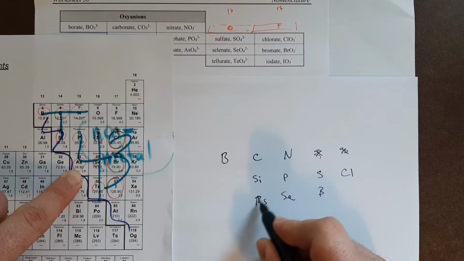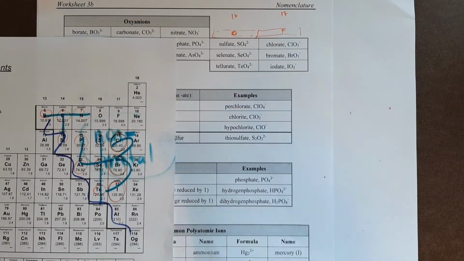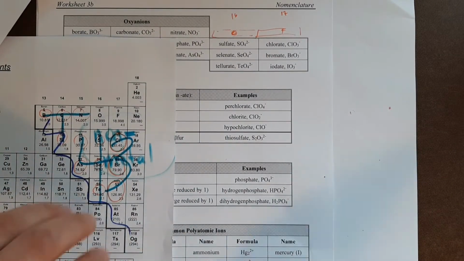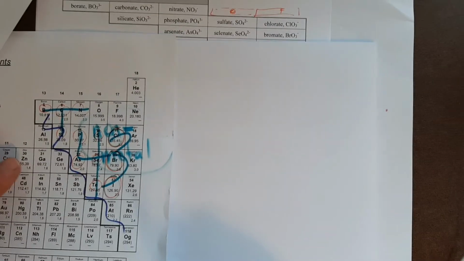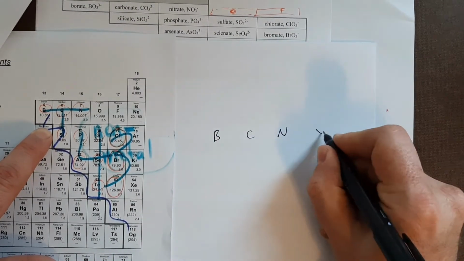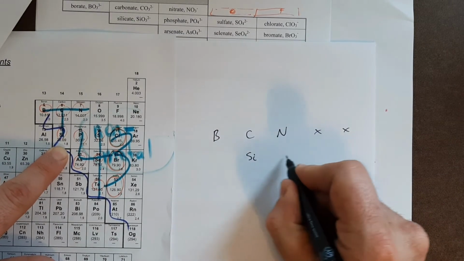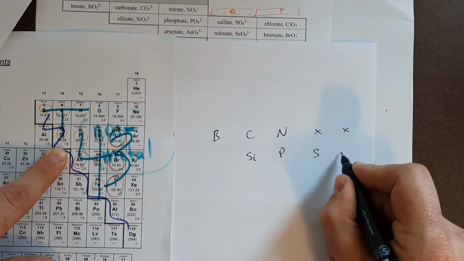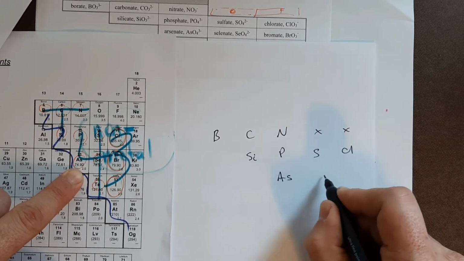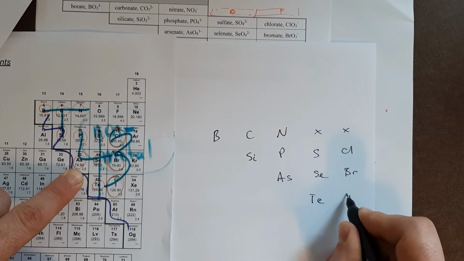Oops, I got off. I'm going to start this over. Boron, carbon, nitrogen, oxygen, fluorine, silicon, phosphorus, sulfur, chlorine, arsenic, selenium, bromine, tellurium, iodine.